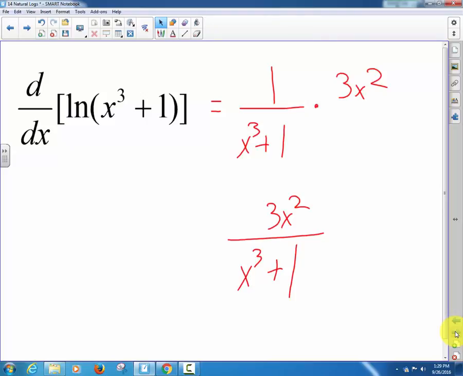I get 3x squared over x cubed plus 1. Why can't I cancel out the x squared and the x cubed and just get 3 over x plus 1? Because of the plus 1 in the denominator. If they're both monomials, I could cancel. But I've got 2 terms in the denominator. I cannot cancel out there. Another common thing that students like to try to do is cancel stuff out to make it look easier.